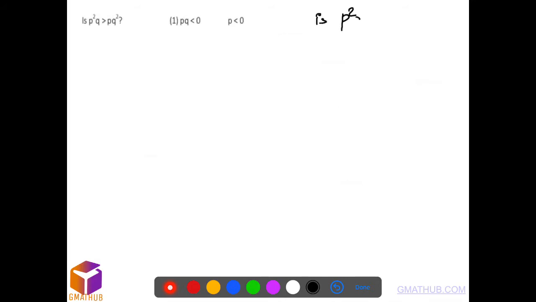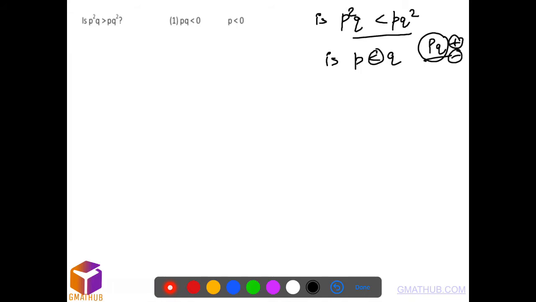Is P square Q less than PQ square? Now one mistake people make here is to divide both sides by PQ, so we are left with P less than Q. Okay, now that's a problem, because we can't divide both sides by PQ. We don't know whether PQ is positive or negative, so we don't know whether the sign would be the same or not. We can't say.